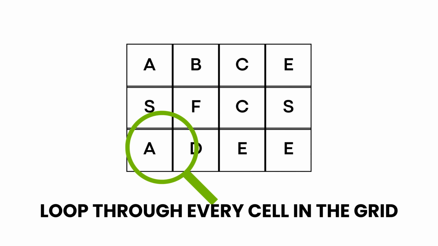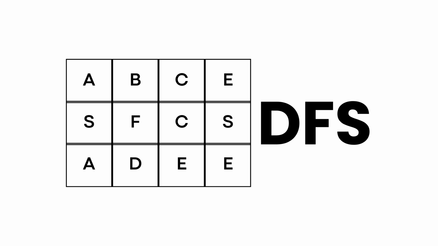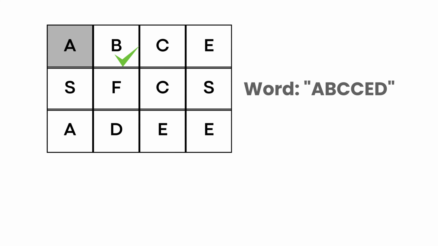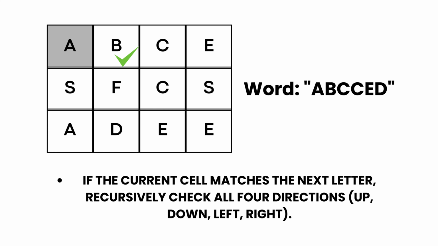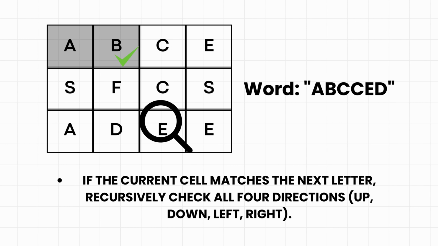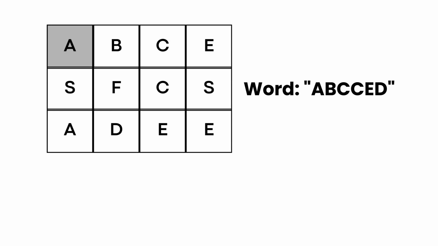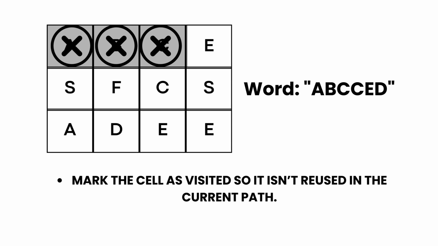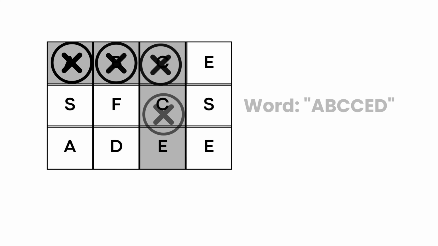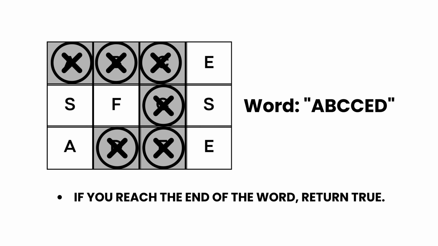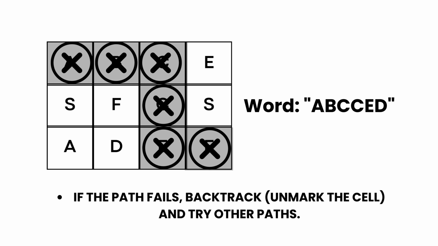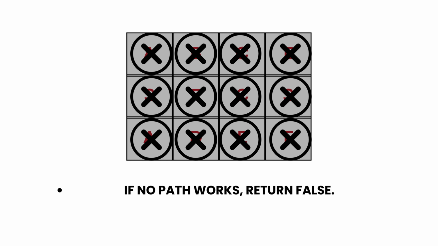Loop through every cell in the grid. For each cell, use DFS, backtracking, to attempt to build the word. If the current cell matches the next letter, recursively check all four directions: up, down, left, right. Mark the cell as visited so it isn't reused in the current path. If you reach the end of the word, return true. If the path fails, backtrack, unmark the cell, and try other paths. If no path works, return false.